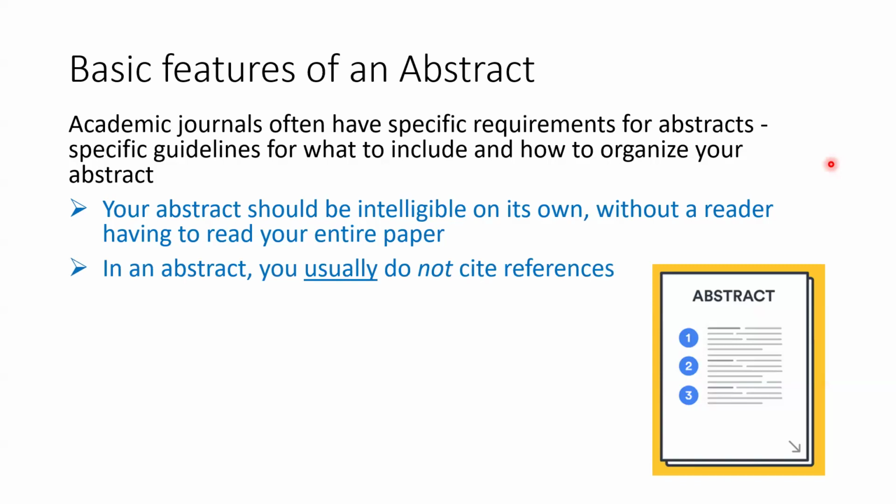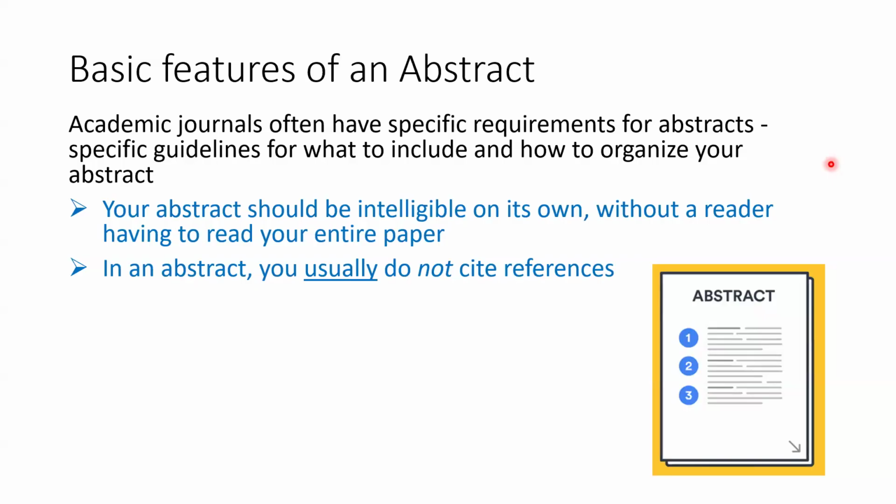So in an abstract, you usually do not cite references. That's very important. You usually do not cite references. Therefore, if you want to cite someone else's work, you have to be tricky. You have to put it in some other way, right? Sometimes some people make this mistake. Unless you are reviewing a certain methodology, unless it's absolutely necessary, you don't include or cite references, right?